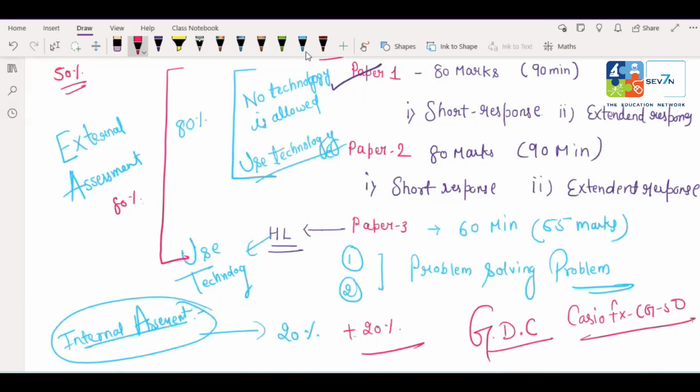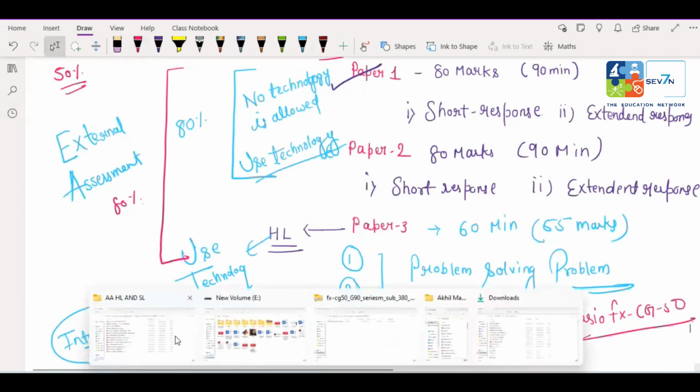In case of the IA, Martin, we have many different criteria. Criterion A will be the presentation of your research work. The second one is mathematical communication, meaning which different types of mathematical concepts you are using in your research. Then personal engagement, like what is your personal interest in that problem. And reflection and use of mathematics, like how you are using that mathematics.